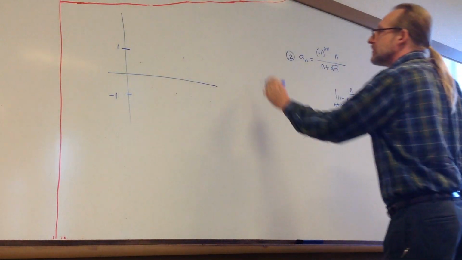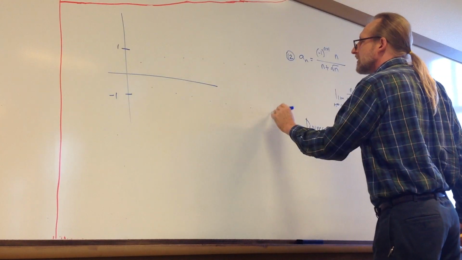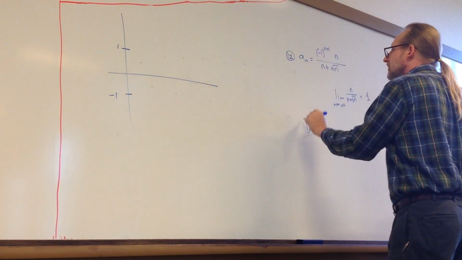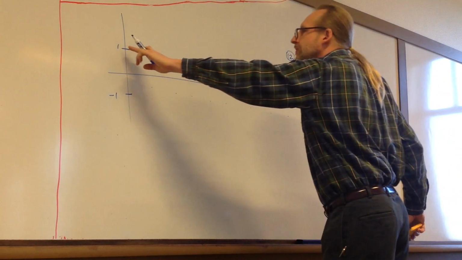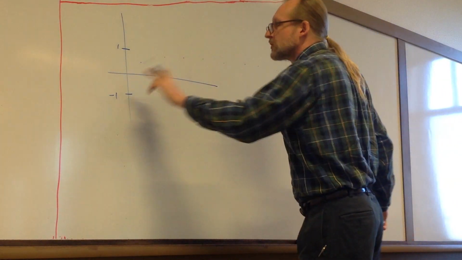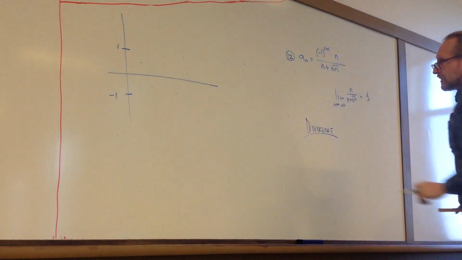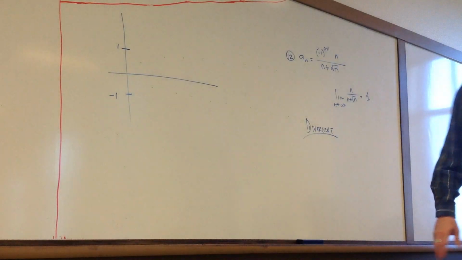That's why it's divergent. These will never settle down. They're going to get closer and closer to their respective limits, but there's no single limit for this expression. Okay, so there's that one.